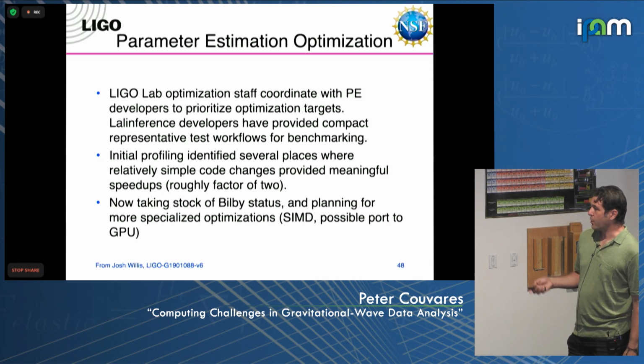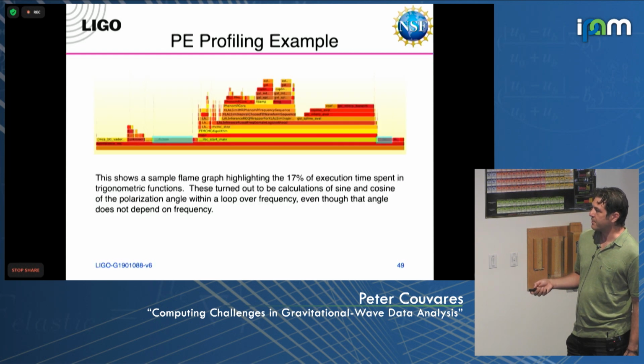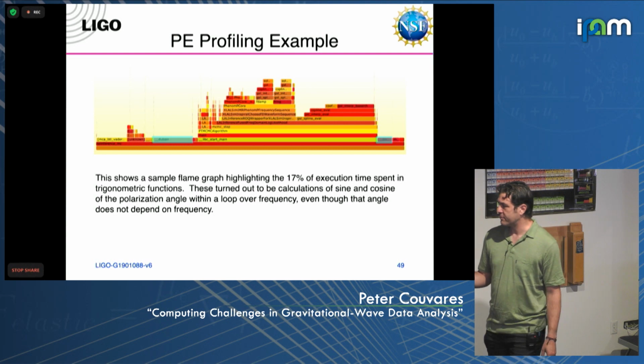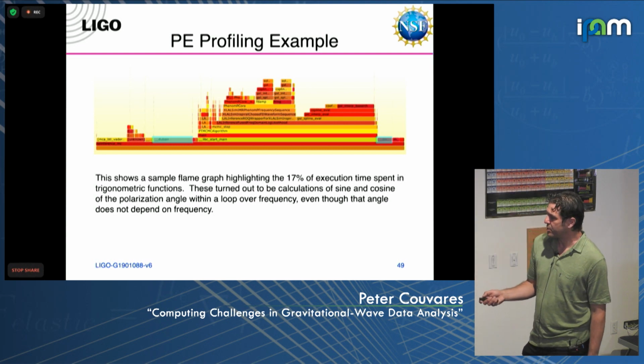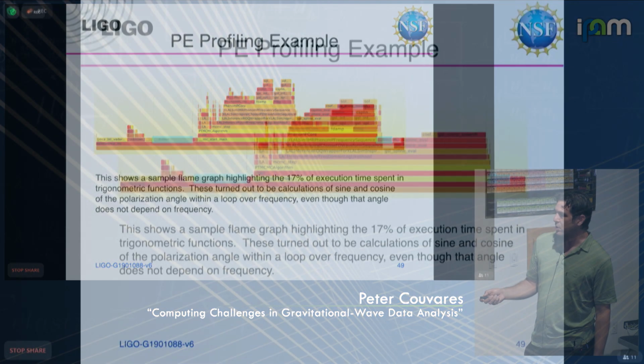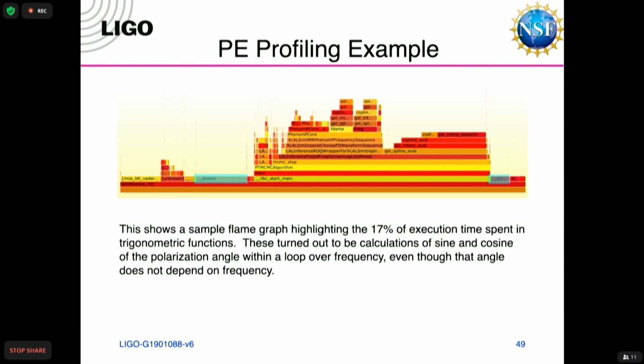I want to give some quick examples of what it looks like to optimize these things. This is a profile of the LAL inference code, the parameter estimation code. This is what's called a call stack. So this is your main function, if you know C, and you call another function, that calls a function, that calls a function, and this is the stack of functions you call, and how long they took. The x-axis is time.